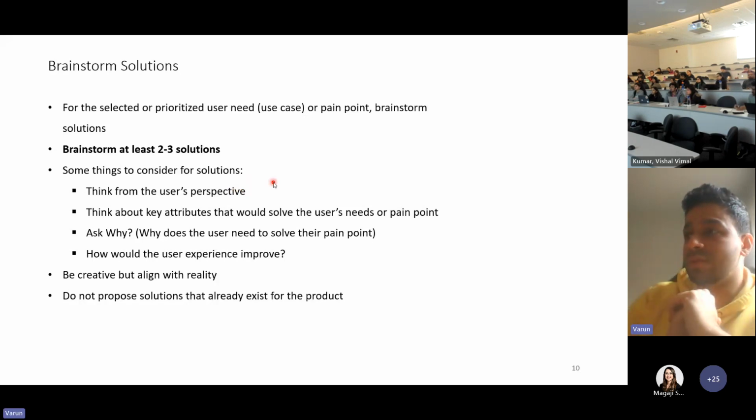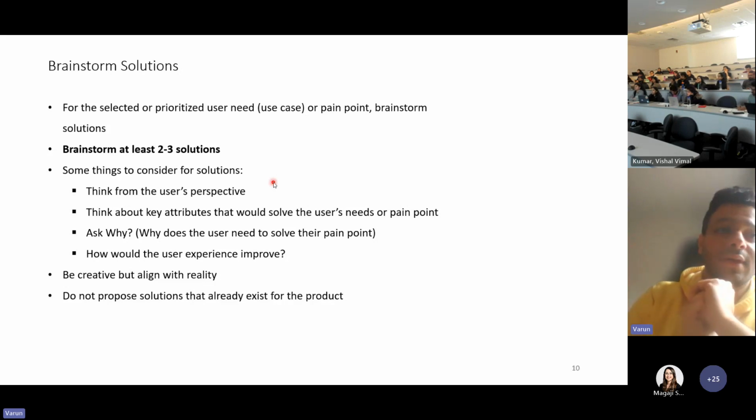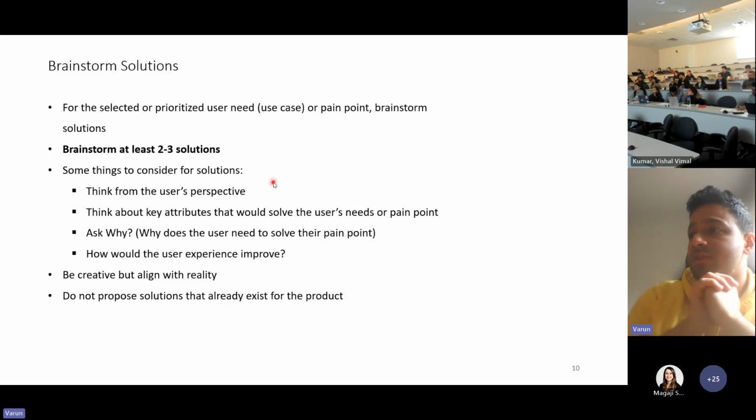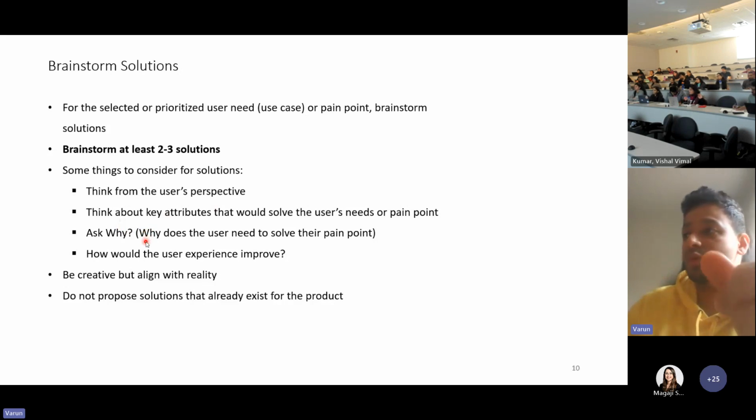Think about key attributes, whether it's an app that will solve the pain point, or whether it's just a bunch of screens that will help the user make a payment, or whether it's just a bunch of processes that will help the user reduce costs by using the shortest path method. I don't know, some of these solutions. Think about it from a user's perspective and keep asking why. Everybody has probably heard about the 5 whys method, but if you keep asking why, it will help you brainstorm more solutions.